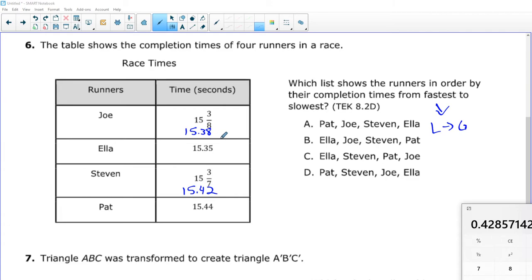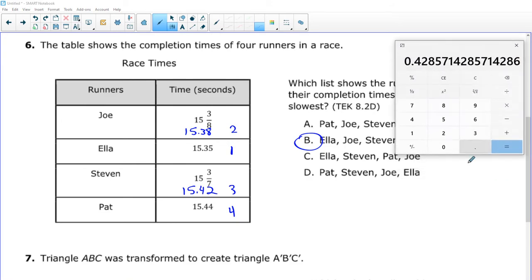So now I just want to go from least to greatest. So which of my 4 decimals is the smallest? Well, that's 35. That's Ella. Then the second smallest is Joe at 38. And then we got Steven at 42. Then Pat at 44. And then I just look for this list in my answers. So Ella, Joe, Steven, Pat is answer B. Piece of cake. All right, let's keep going.